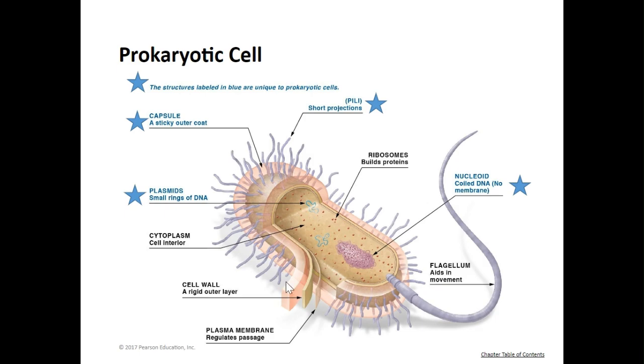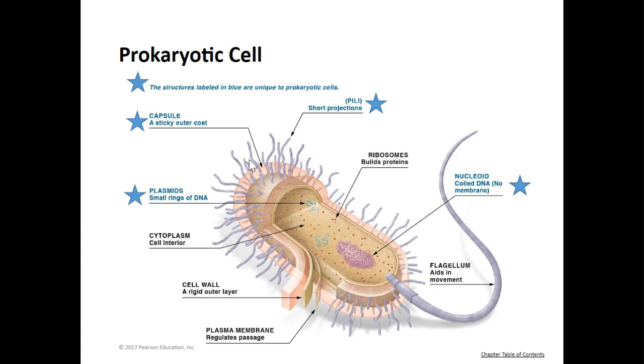We have a capsule, which is a sticky outer coat on the outside of the cell wall. It could be filled with toxins to repel other prokaryotes that might want to eat them. It could be slightly sticky so that it sticks onto surfaces, or oily so that it slides on surfaces. This is variable, but the capsule is basically a liquidy outer coating.